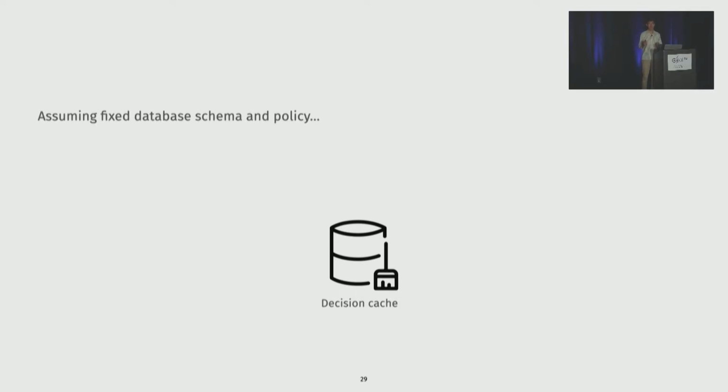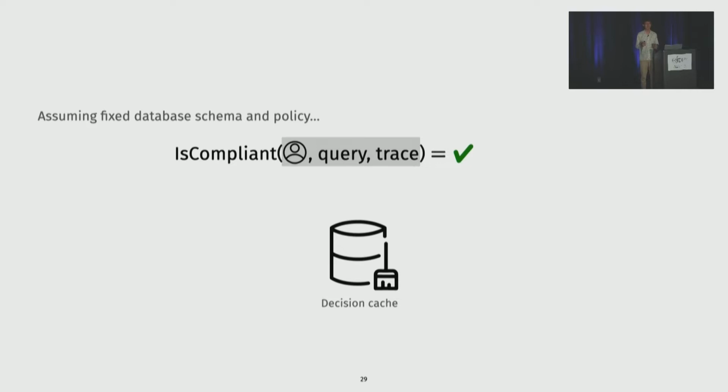Assuming a fixed database schema and policy, observe that compliance is simply a function of the triple: request context, query, and trace. As a naive solution, what if, every time such a triple has been deemed compliant, we just store the triple in the cache so that a future occurrence of the exact same triple does not have to be checked again?